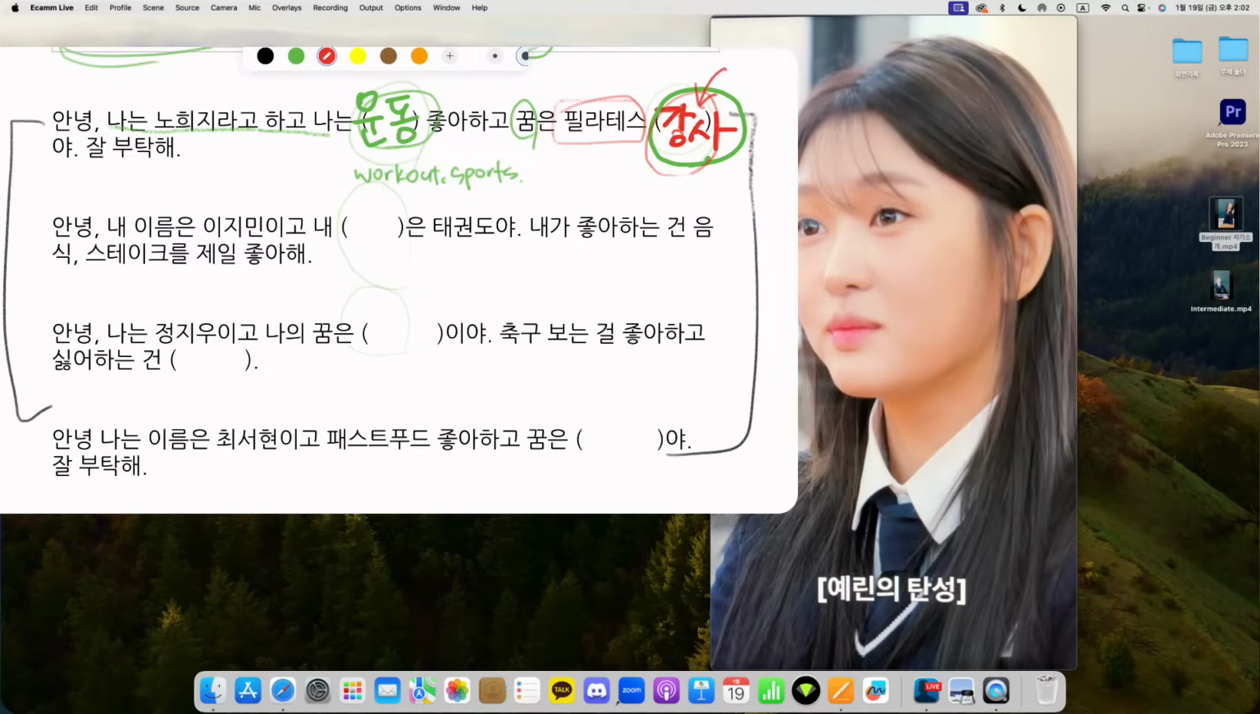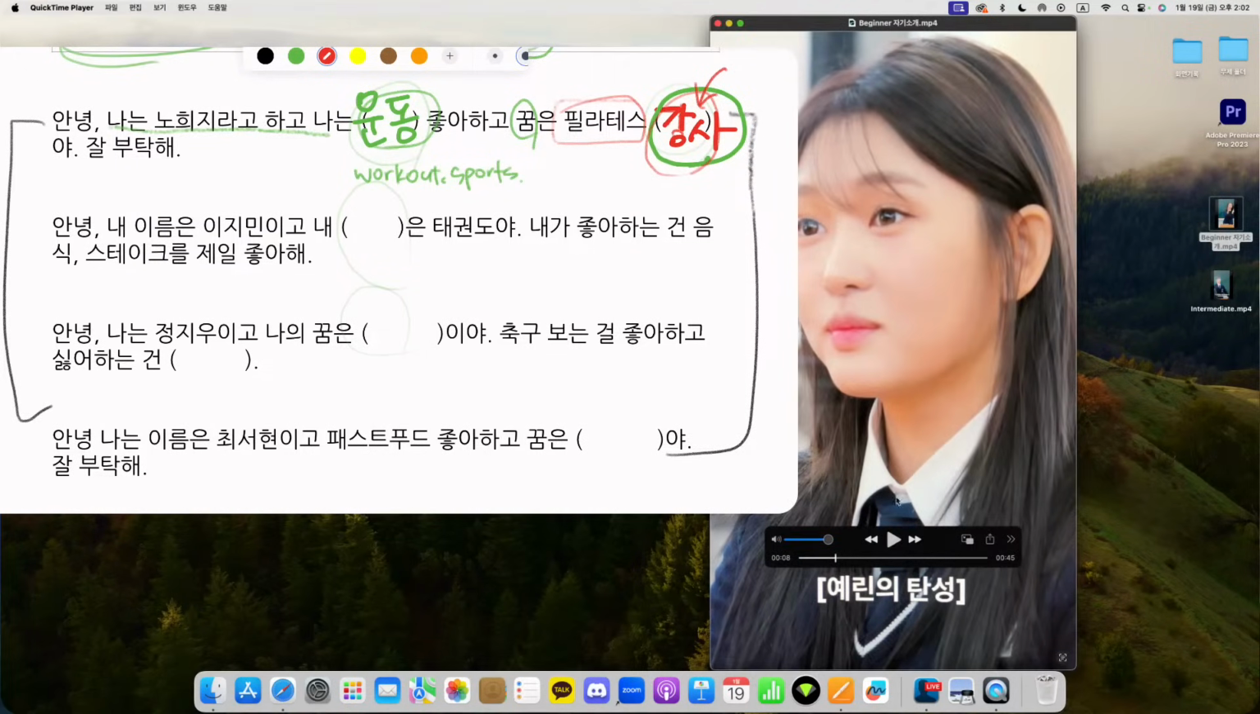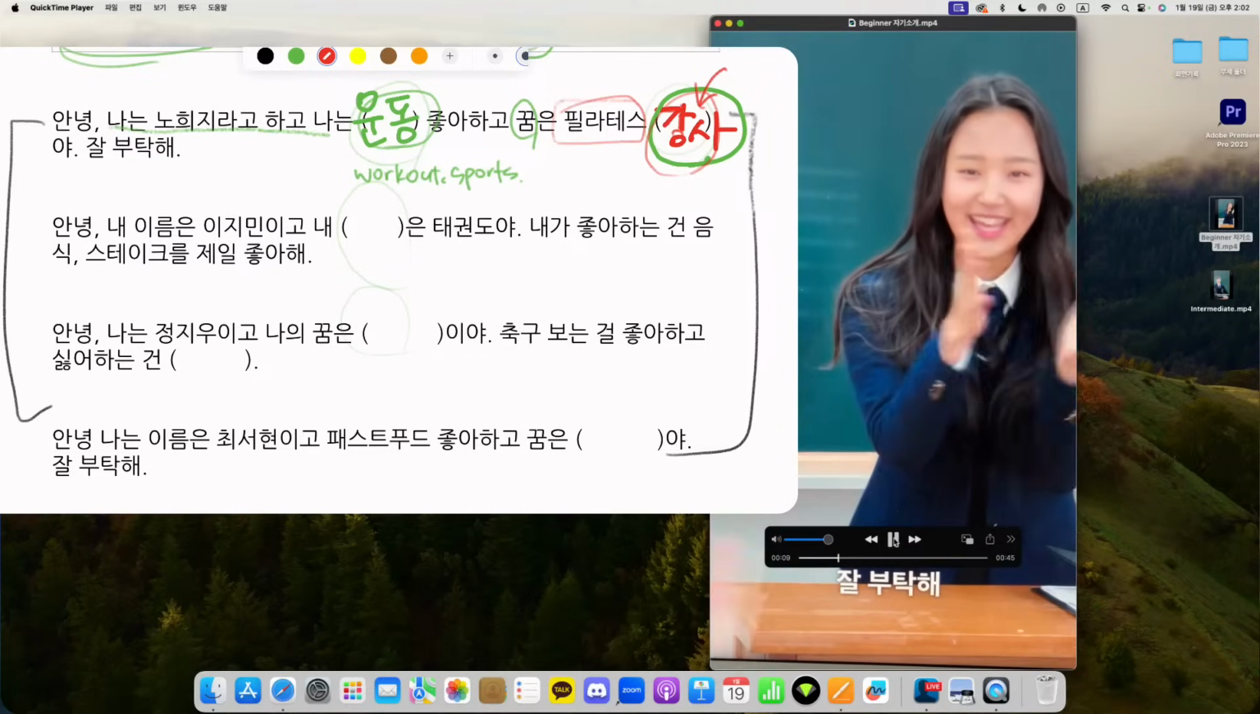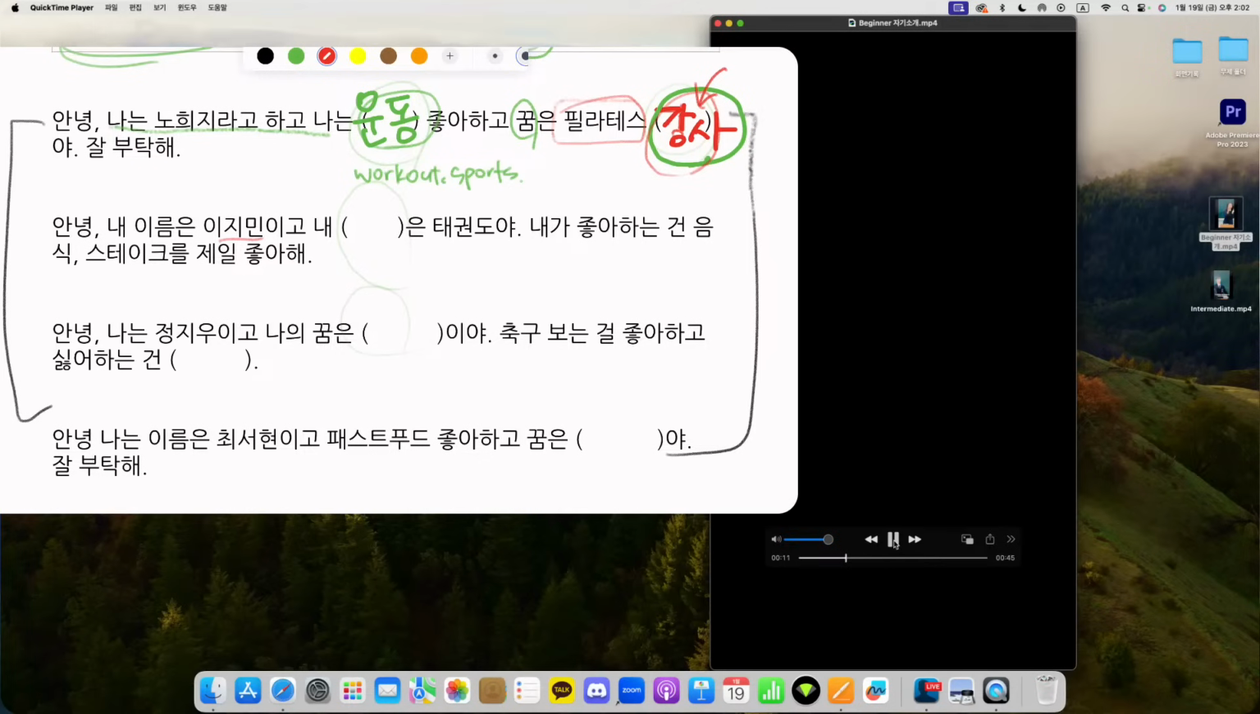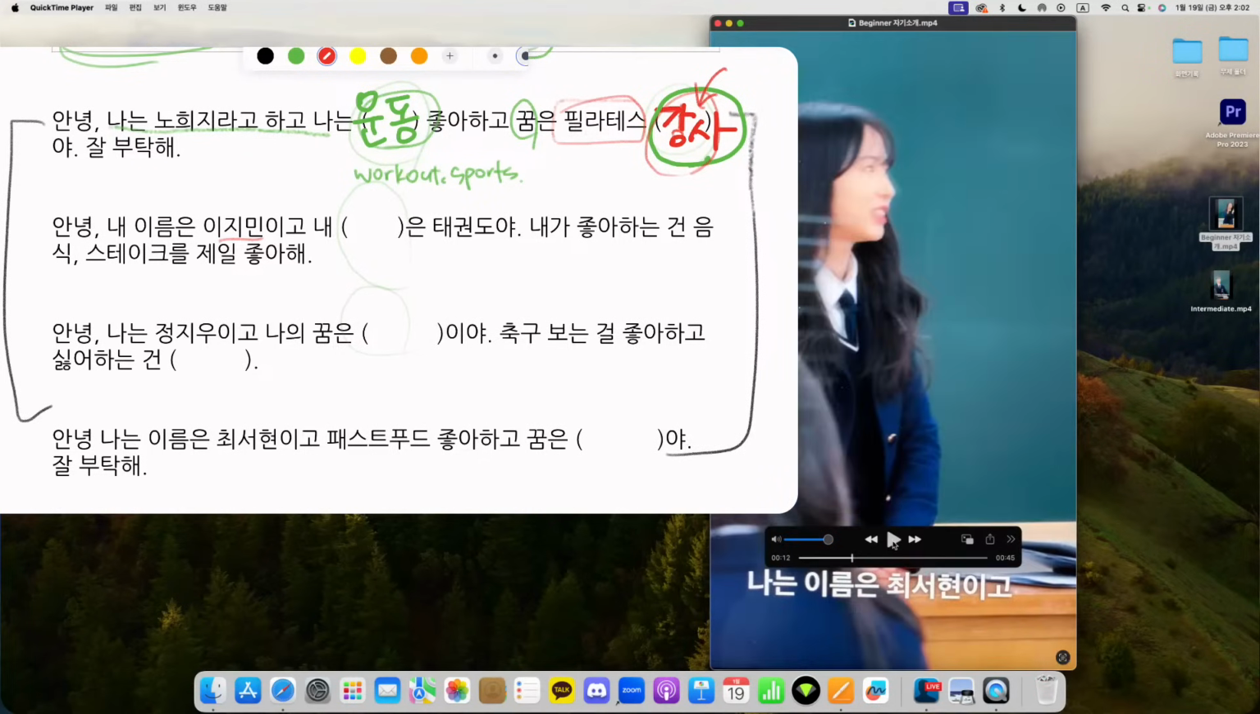필라테스 강사야. And then she finishes her self-introduction by saying 잘 부탁해. 잘 부탁드립니다, 반말 form. 그 다음에 let's move on to 지민이 보겠습니다. 아니다, I think I mixed up the order. Let's hear from 서현이 first. 서현. It's 서현's turn.